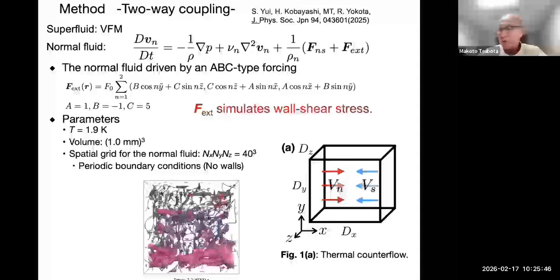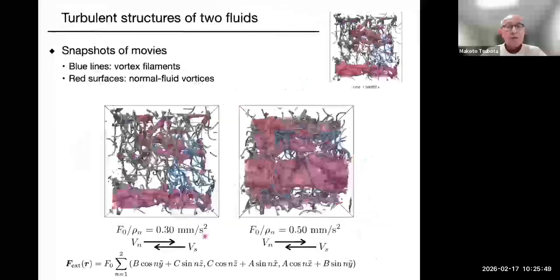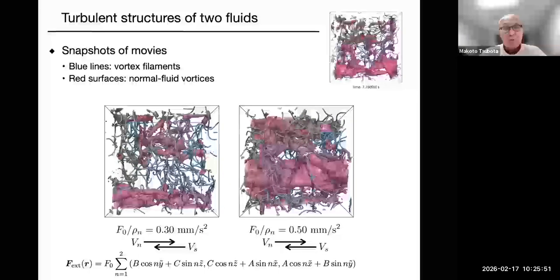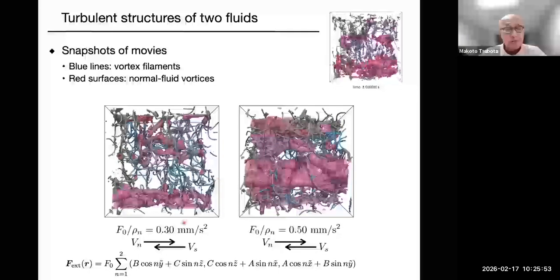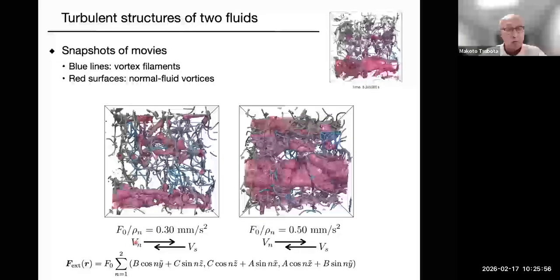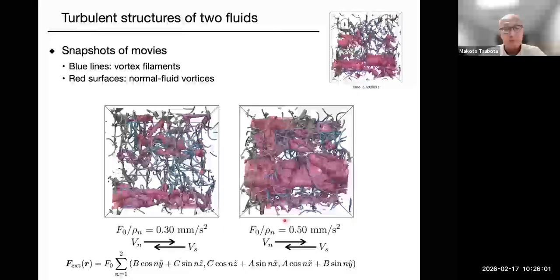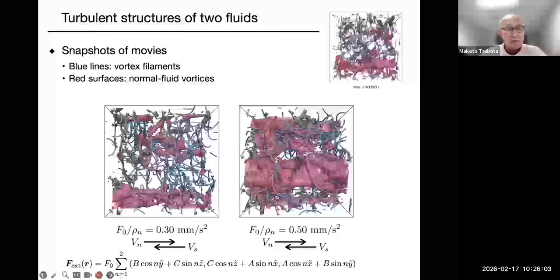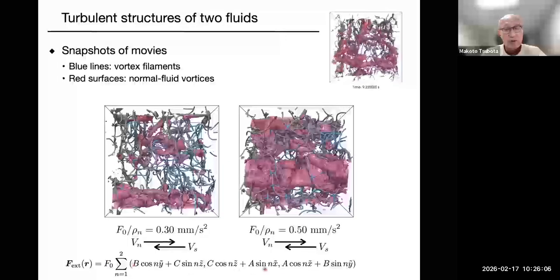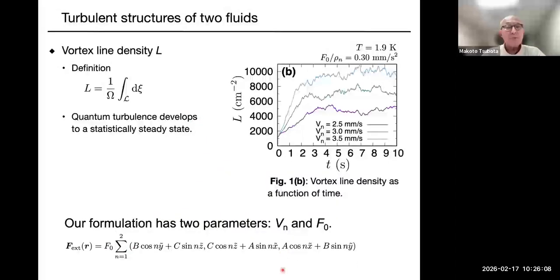And this is a typical movie of the cases. These are snapshots taken from the movies. The left figure shows the relatively low amplitude F0 case. The right figure shows the higher amplitude case. So F0 refers to the amplitude of the ABC forcing. We obtained the statistical steady state of the vortex tangle. And certainly as time goes by, the vortex tangle is found to become a statistical steady state.